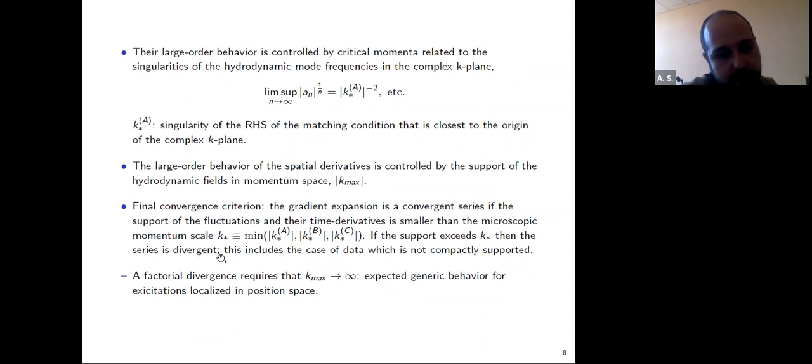And this includes in particular the case of hydrodynamic fluctuations, which are not compactly supported in momentum space. And in particular, a factorial divergence requires that the support of the hydrodynamic fields in momentum space is unbounded, which is the expected generic behavior for an excitation which is well localized in position space. So the take home point of this.